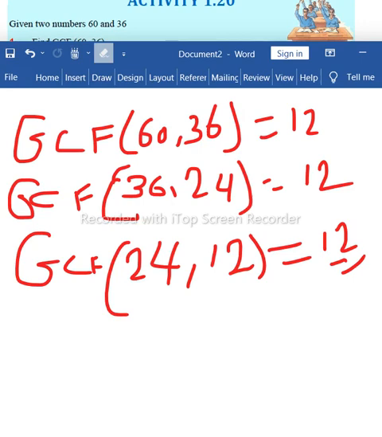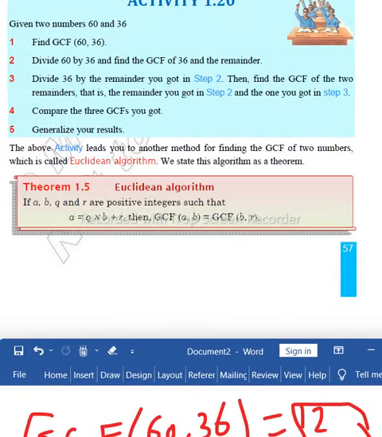When we compare all of them, they have the same greatest common factor, 12. When we divide the numbers and find the greatest common factor, we get the same result. Such a theorem is called the Euclidean algorithm. So let us move to our theorem.